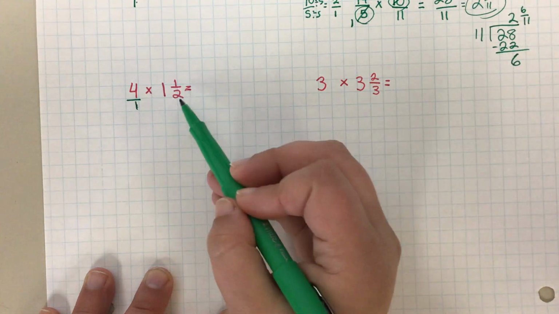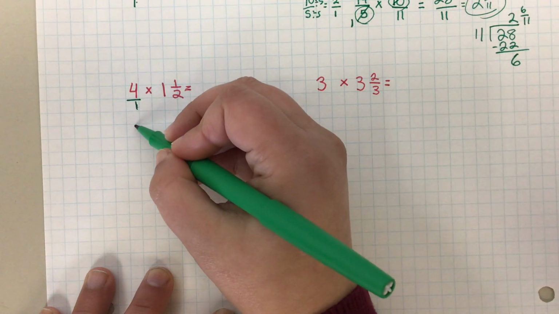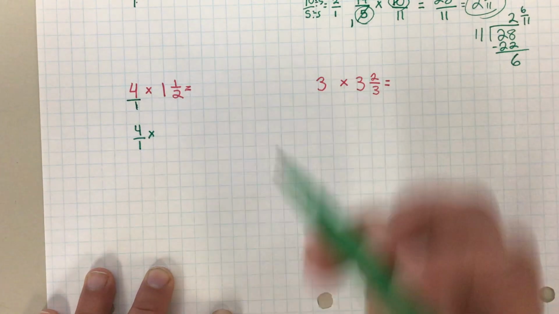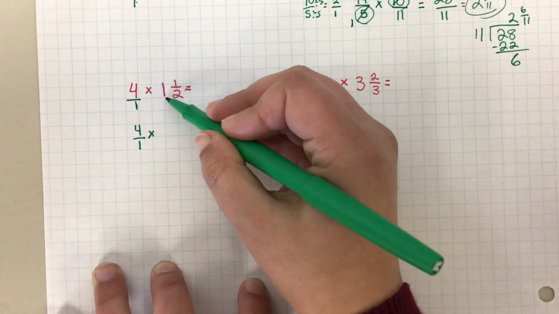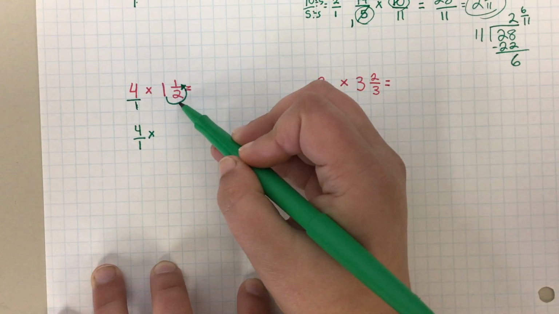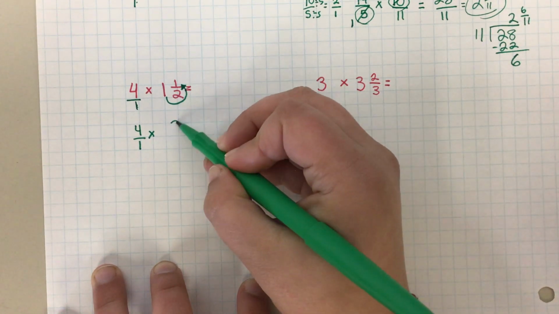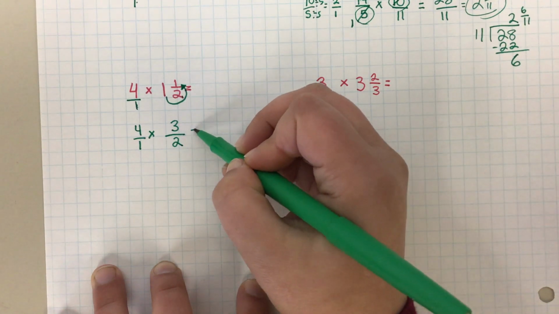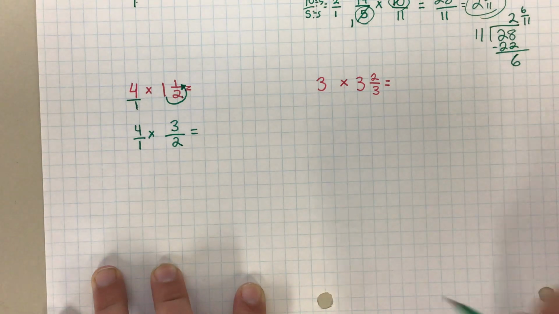Now, because I'm going to have to change my mixed number too, I'm going to write that below here. So I have 4 over 1 times, and now I have my mixed number. I'm going to draw my nice little curly thing. 1 times 2 is 2. 2 plus 1 gives me 3. I keep my denominator as 2, and now I have 2 numbers I can multiply together.